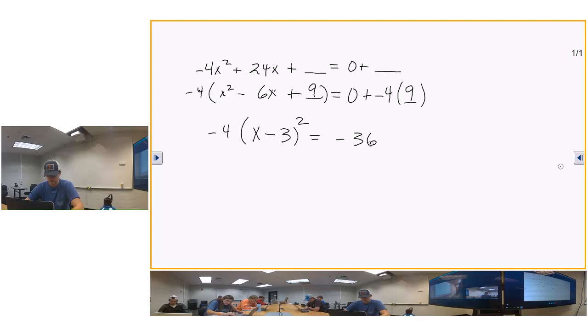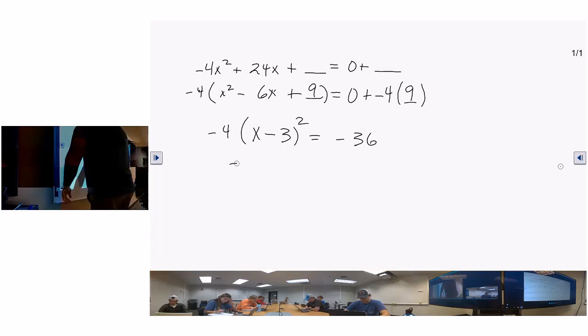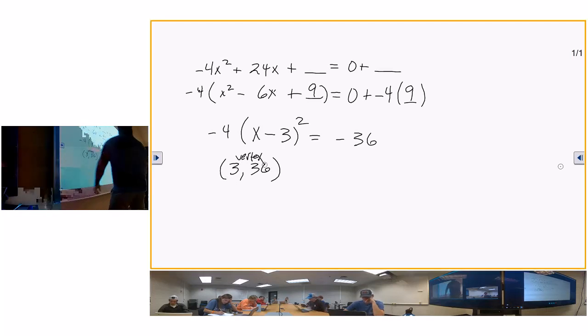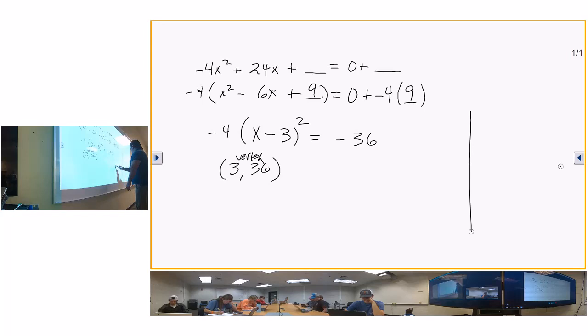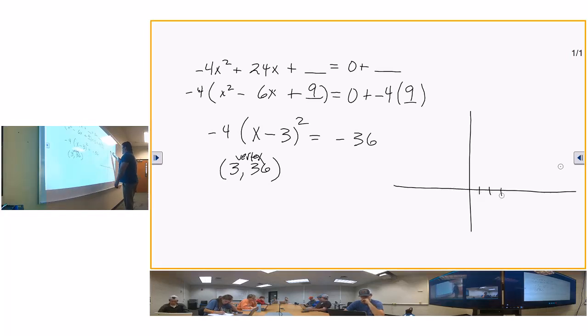That would be right. There's your vertex, 3 and 36. I must have carried that extra step. 3 comma 36 is your vertex. I don't know what I did last time. So let's check it. 3 and 36: 1, 2, 3, up here. And that looks like it's correct.